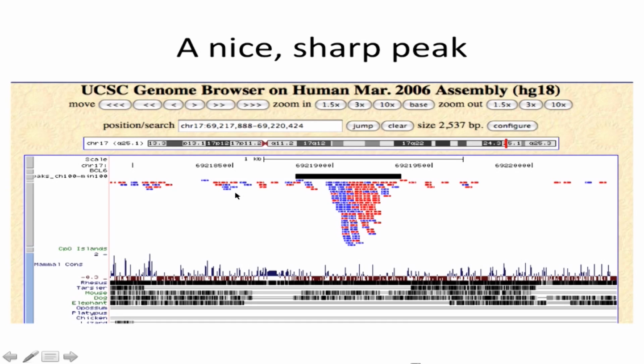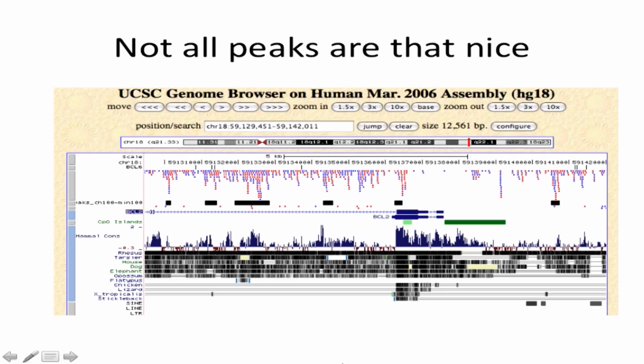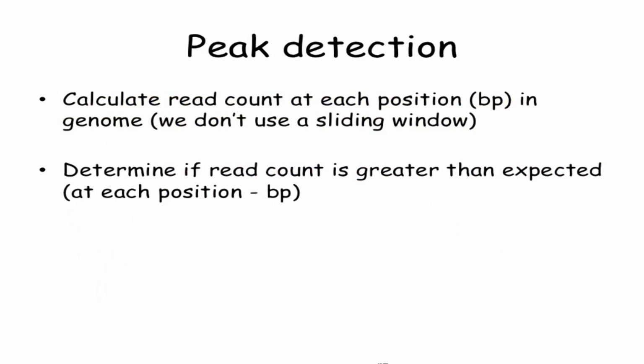But not all peaks are that sharp. So often what you see is peak-like structures. Likewise here you actually don't see the blue distribution and the red distribution being shifted, right? But still, visually it does look like a peak, so you would want to detect those. So this is why we designed a new ChIP-seq peak calling algorithm.